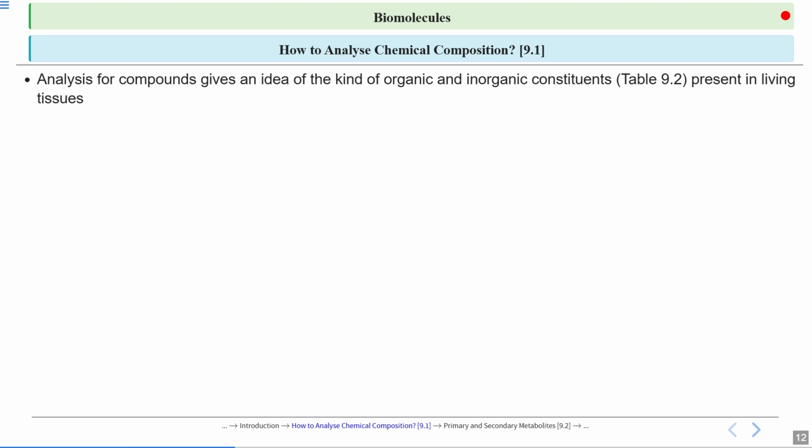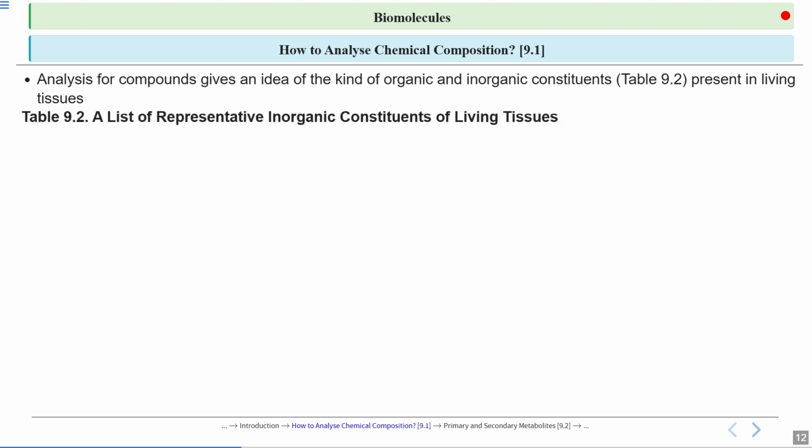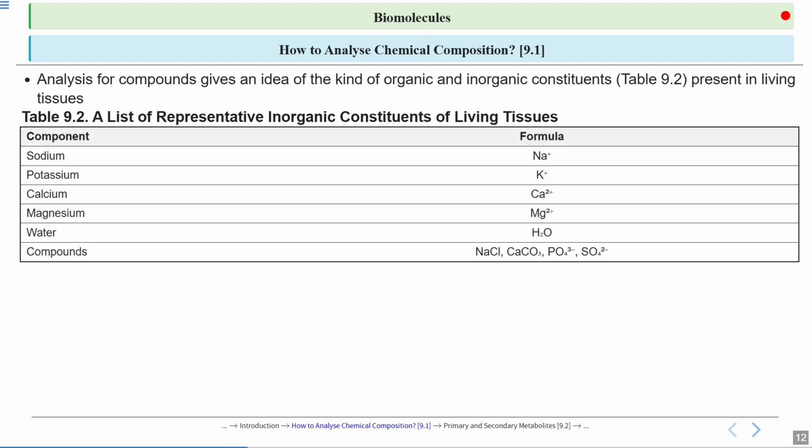Now, how to analyze chemical composition? Analysis of the compounds gives an idea of the kind of organic and inorganic constituents present in the living tissues. So here is a list of representative inorganic constituents of the living tissues. Sodium, potassium, calcium, magnesium, water, and some other compounds. These are the inorganic constituents.